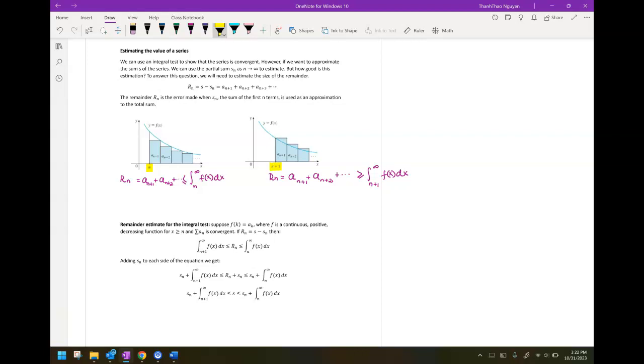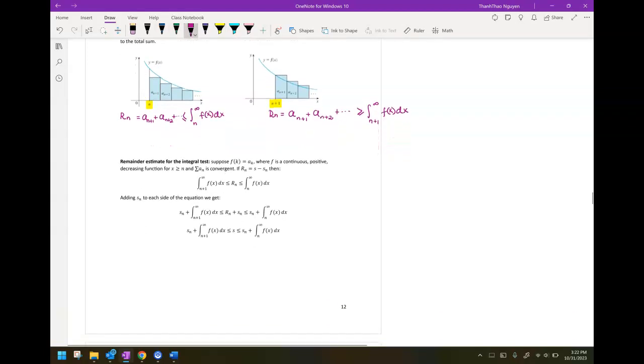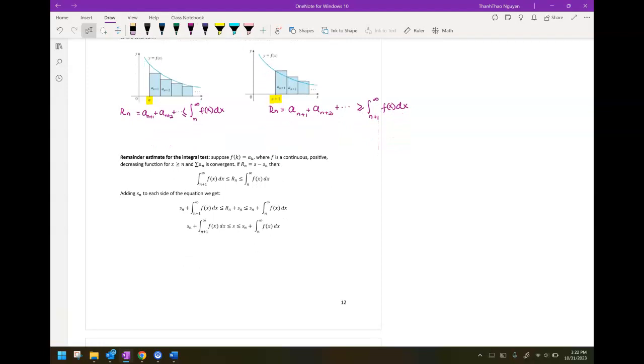Okay. So then here we have the following error estimate: suppose f of k equals a sub k, where f is a continuous, positive, decreasing function for x greater than or equal to n, and the sum of a sub n is convergent. If the remainder equals S minus S sub n, then the remainder is in between those two integrals. So adding S sub n to each side of the inequality, we get the formulas here for the sum. So the sum is somewhere in that interval. Let's see how we put that to use.